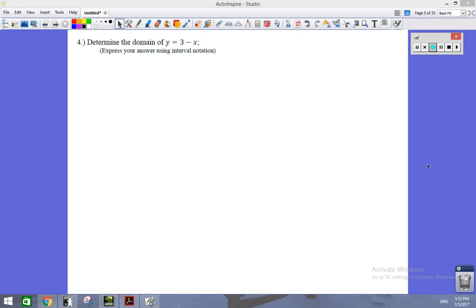All right, so let's take a look at this problem. They're asked to find the domain, but it's not given to us as a set of ordered pairs or as a graph. It's given to us as an equation.